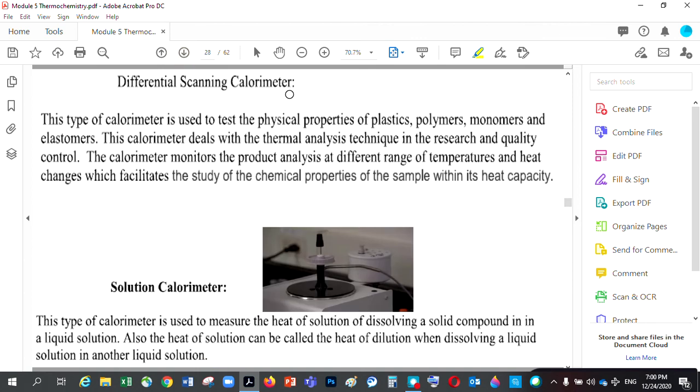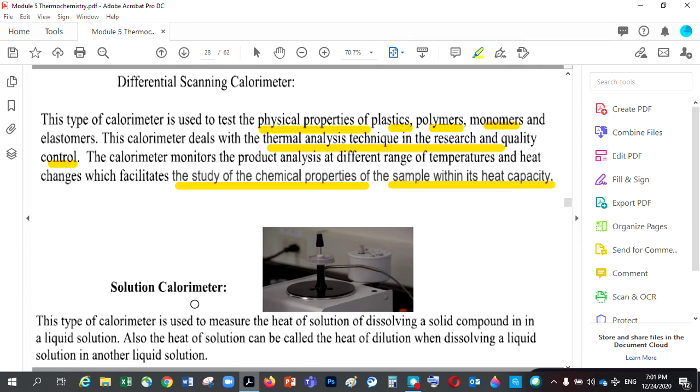We have the differential scanning calorimeter. That's a very fancy one, very nice, and a very unique one. It's used to test the physical properties of plastics, polymers and monomers. You're not going to find it everywhere, and it's more expensive than the other ones. This calorimeter deals with thermal analysis techniques, research and quality control. The calorimeter monitors product analysis at different ranges of temperature and heat changes, which facilitates the study of the chemical properties of the sample within its heat capacity. So it's a very fancy one, but a very good one.